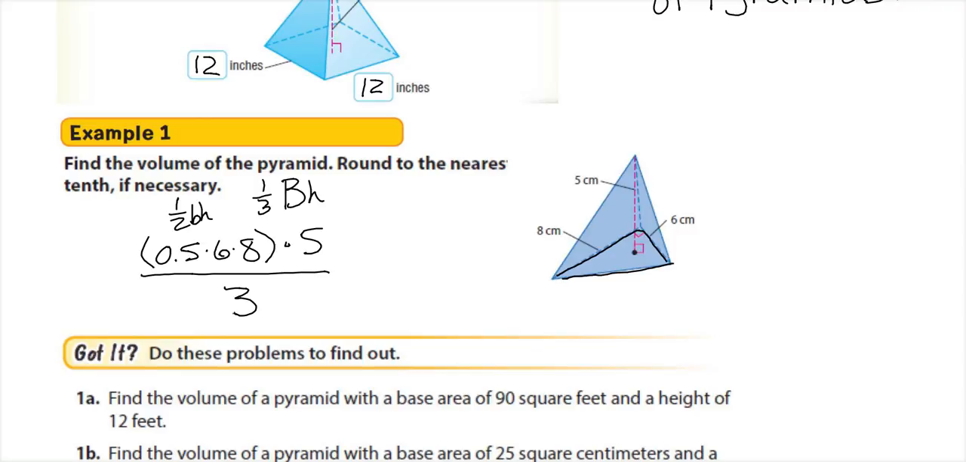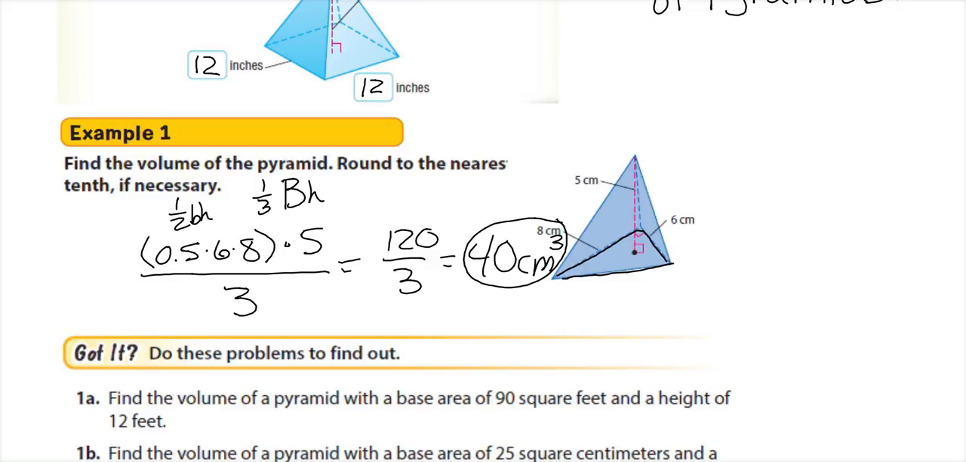So let's go ahead and grab our calculators, if you haven't already done so. All right, so we're going to type in 0.5 times 6 times 8 times 5, and then hit equals, and then we're going to divide that answer by 3, and it should have come out to 40. So we should have got 120 on the top, so let me write this as 2 steps here. So 120 and then divided by 3, which is 40. So it would be 40 cubic centimeters. And there we go.